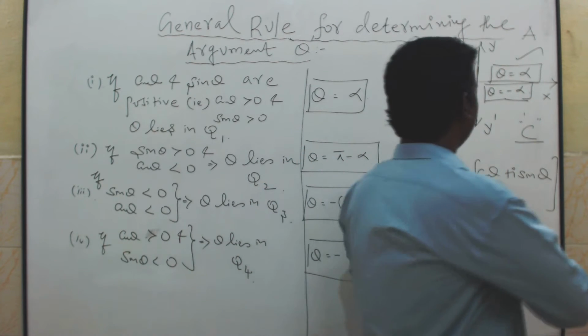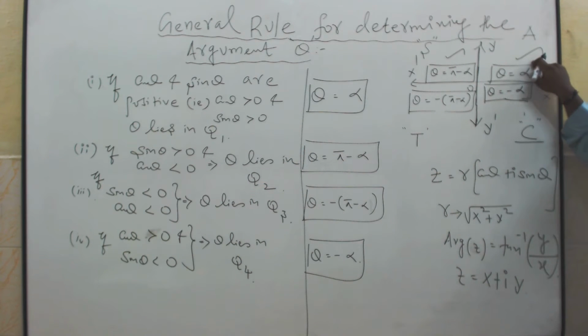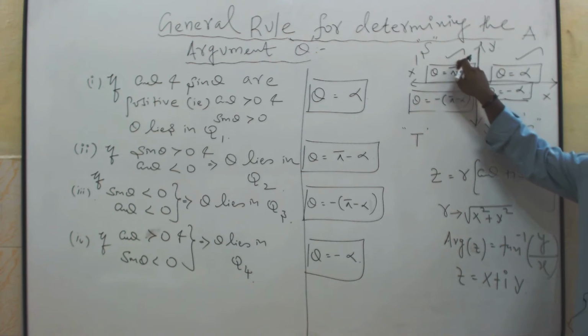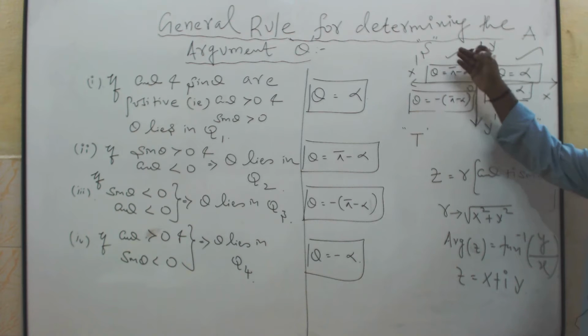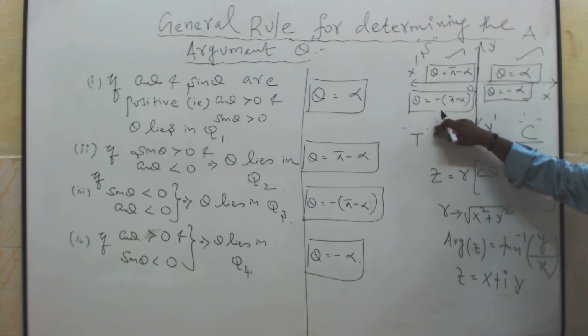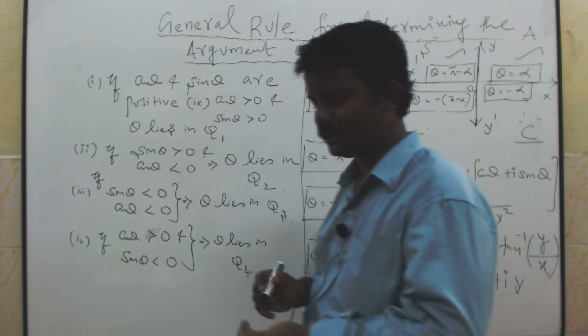ரொம்ப ஈஸியா ஞாபகம் வச்சுக்கலாம். மேல பாருங்க என்ன இருக்குன்னு? Theta is equal to alpha. மிரர் இமேஜ் தான் கீழ இருக்கு. So minus alpha. இங்க என்ன இருக்கு? செகண்ட் குவாட்ரண்ட்ல theta is equal to pi minus alpha. அதோட மிரர் இமேஜ் கீழ இருக்கு. So you must take minus of pi minus alpha. Like this you can remember. Okay?